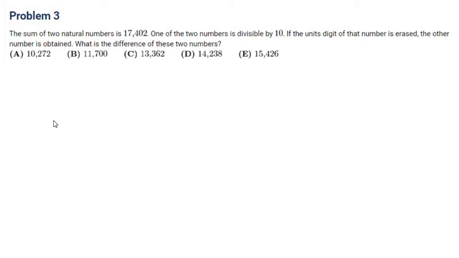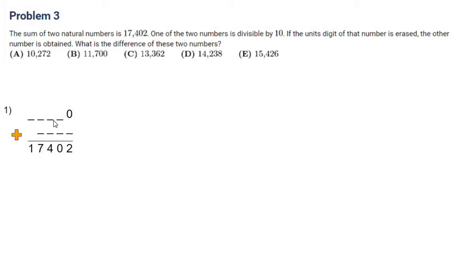So reading the second sentence of this problem, we know that the first number is going to be divisible by 10, which means that the unit digit has to have a 0 in it. And this statement after that says if the unit digit of that number is erased, the other number is obtained. So basically what we're saying is the first number is 10 times as large as the second number. So we can set up a problem here. It says 4 blanks with a 0 in the units digit plus a 4-digit number equals 17,402.